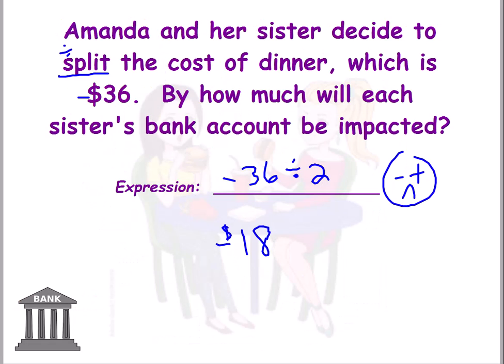Okay, going back to our last problem. Amanda and her sister are splitting the cost of dinner. That means it's going to be division. And the cost is $36. They're not getting $36. They have to pay $36. So it is a negative $36. So they're sharing it evenly, divide it by 2. A negative divided by a positive is going to be negative $18. Each sister's bank account will decrease by $18 because they have to pay that amount.